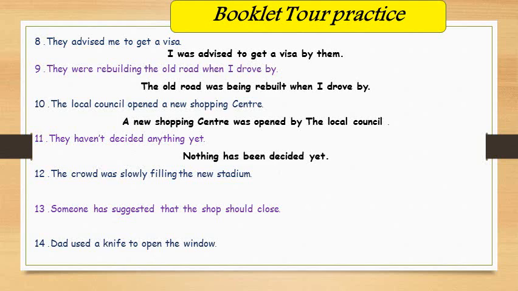The crowd was slowly filling the new stadium. So where is the object? The new stadium. Past continuous. So was being. So the new stadium was being slowly filled by the crowd.